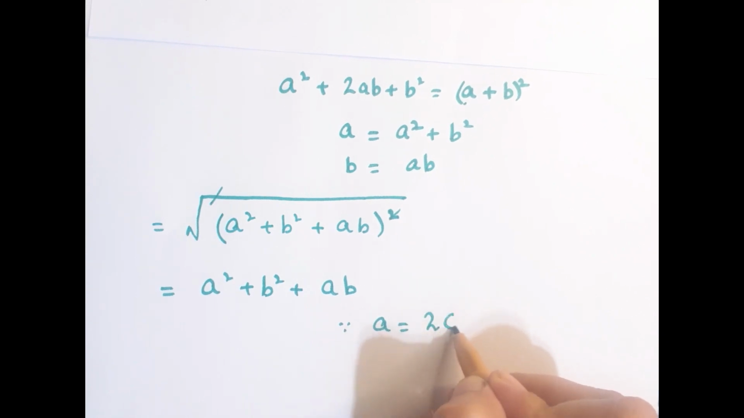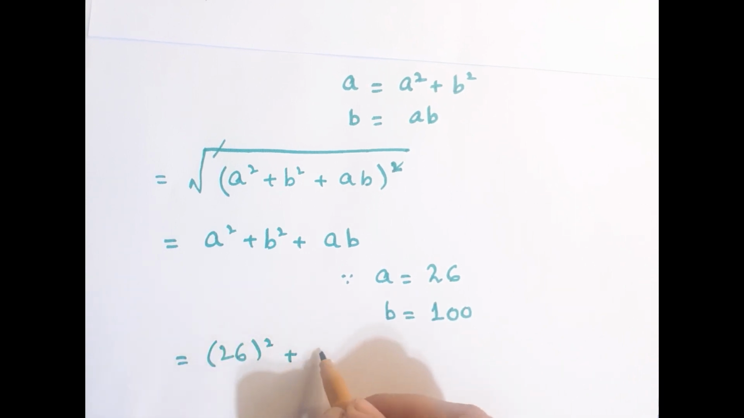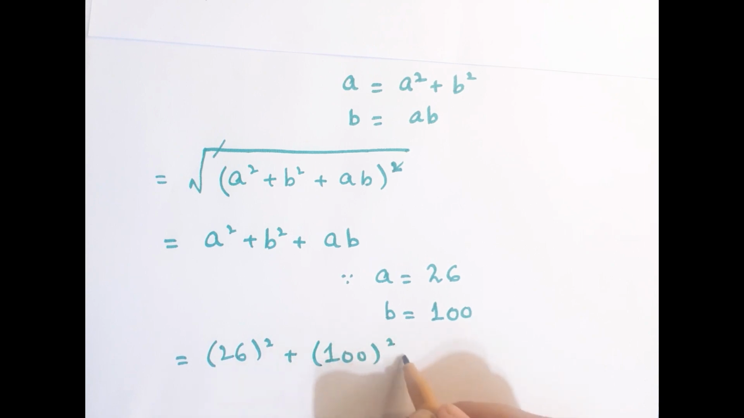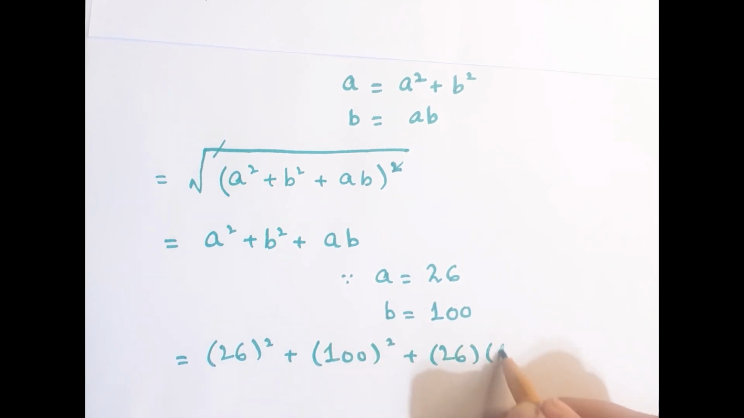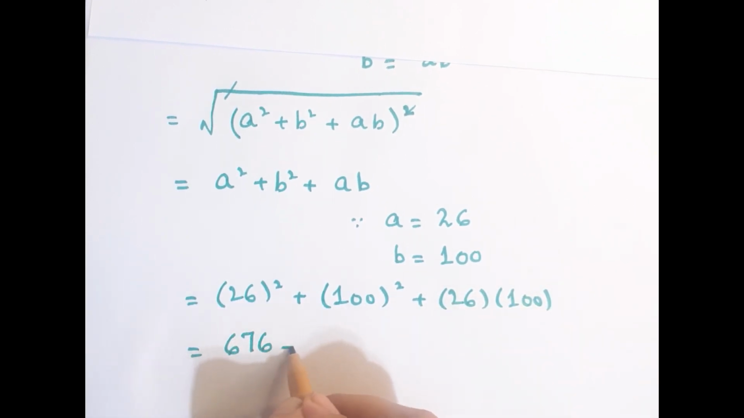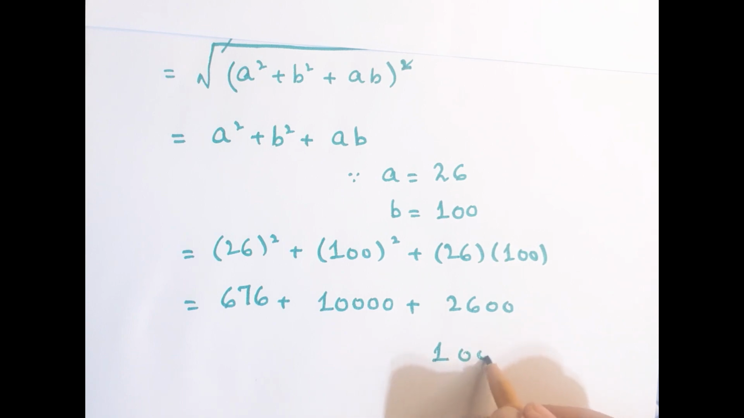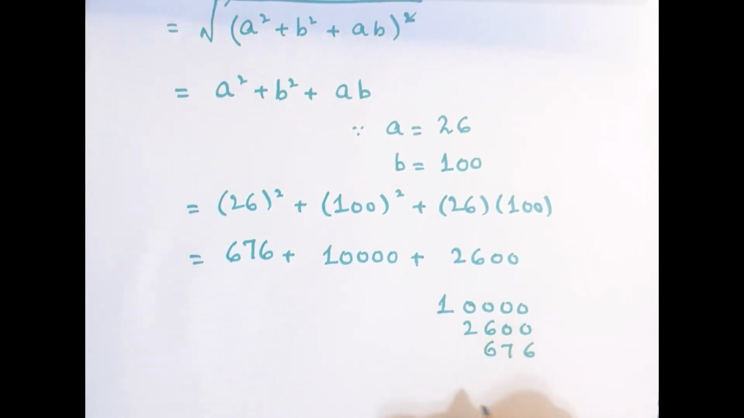Since A, as we assumed, is 26 and B is equal to 100. So putting our assumptions in our equation, we get 26^2 + 100^2 plus 26 into 100. So here we get 676, and this is 10,000 plus 2600. Now we're going to do the addition. Since calculators are not allowed, this is 10,000, this is 2600, 676. So this makes 6, 7, this is 2.